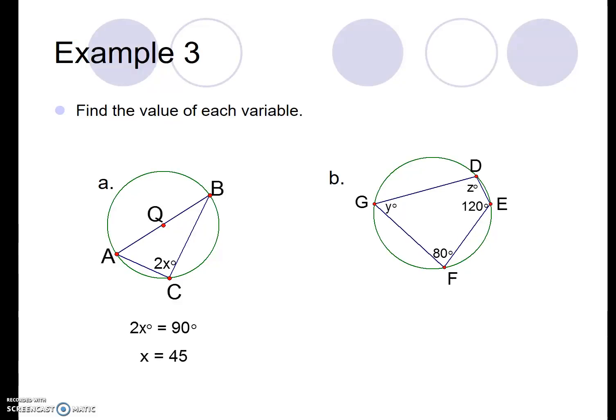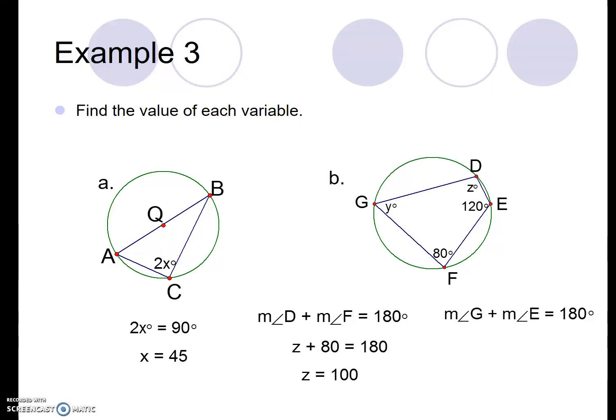For letter B, on the right side there, we see that we have a quadrilateral. All the vertices are on the circle, so opposite angles are supplementary. That means Y and 120 have to add up to 180, and that Z and 80 have to add up to 180. So that's what we're solving for. First was Z, D and F add up to 180, so that means Z has to be 100. And then for angle G and angle E, they are supplementary, they add up to 180, so Y plus 120 equals 180, and subtract, we get 60.